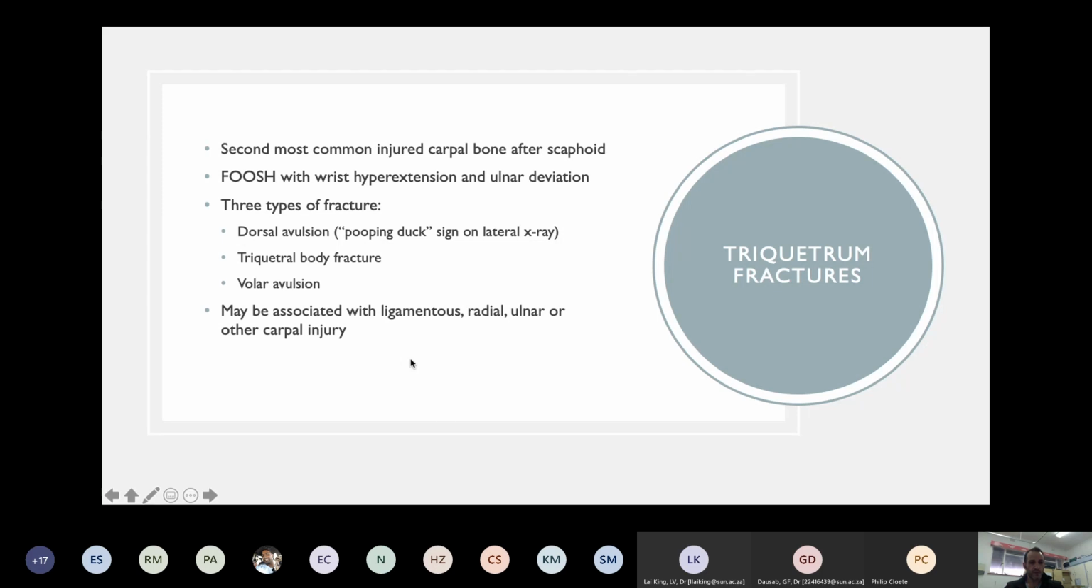Triquetral body fractures and volar avulsions are usually associated with ligamentous, radioulnar, or other carpal injuries, and these need to be assessed or tested for.